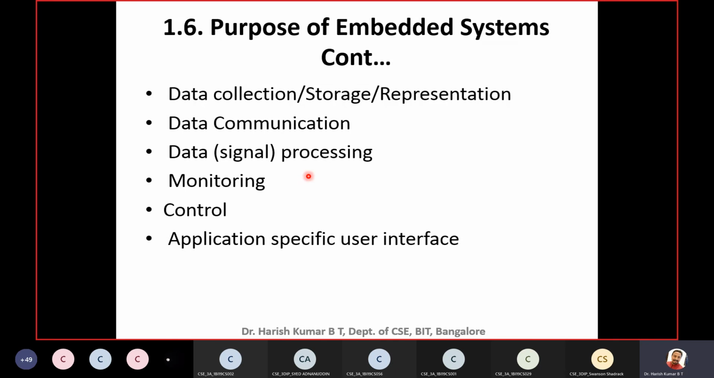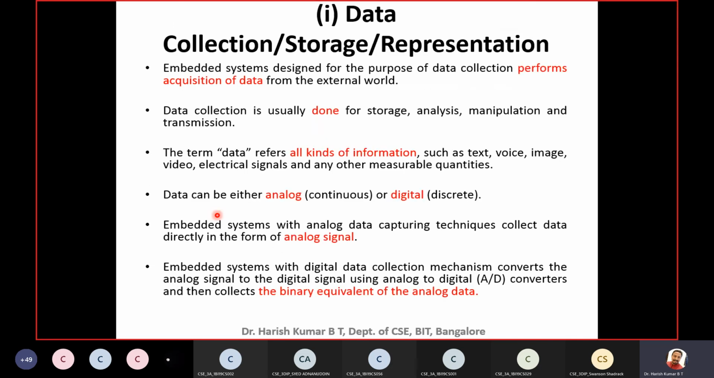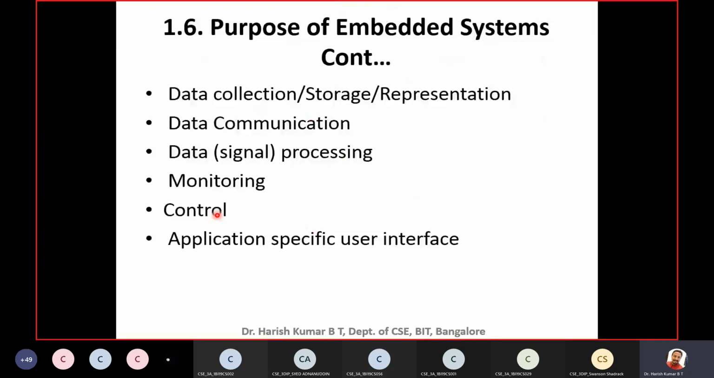Now, each one of these things we are going to discuss in detail. So let us stop here and we'll have a detailed discussion on these purposes of embedded systems in tomorrow's class. Hope you people understood till here. Any doubts? Hello? Yes, sir. Understood? Okay.